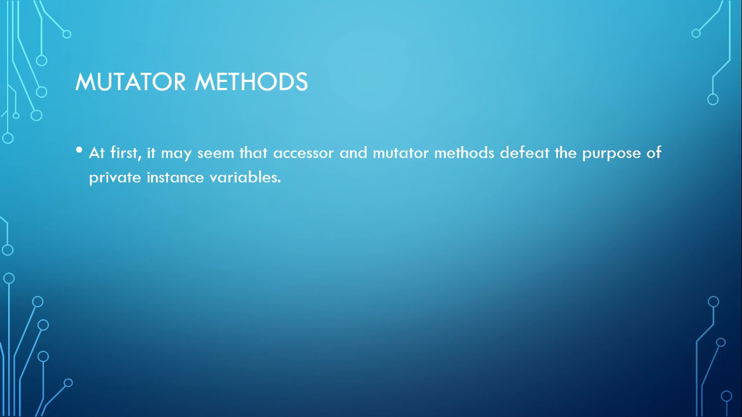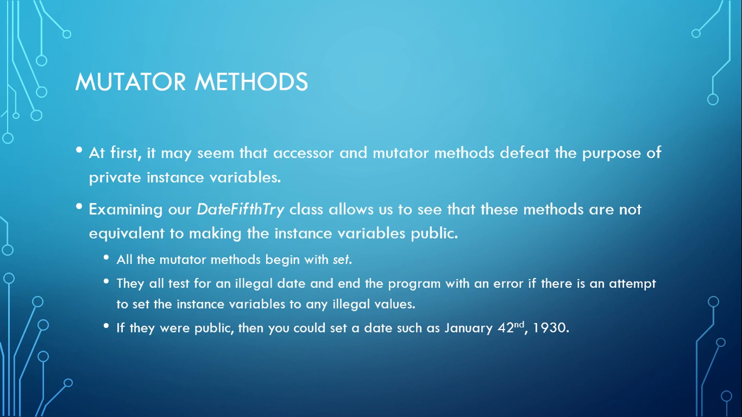All right, let's talk a little bit more about these mutator methods. At first, it seems that accessor methods and mutator methods defeat the purpose of private instance variables. Remember, private instance variables are private so that people can't access them. They're restricted to that class. But now with the accessor and mutator methods, all of a sudden we have access to them. Actually, though, if we examine our DateFifthTry class, we can see that these methods are not equivalent to making the instance variables public.